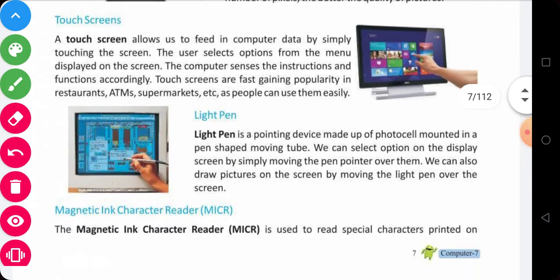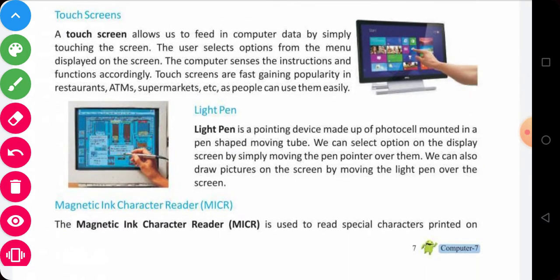The light pen also acts as a pointing device, just like our mouse. It is made up of a photocell mounted in a pen-shaped moving tube. We can select options on the display screen by simply moving the pen pointer over them. We can also draw pictures on the screen by moving the light pen over the screen. Light pen is generally used to draw any particular image or structure on the computer screen, and its function is the same as a mouse.